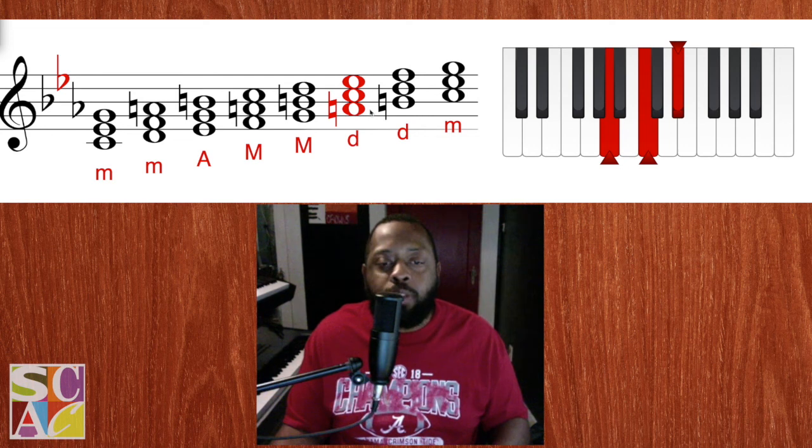From A natural to C is the minor third. From A natural to E flat, because we're in the key of C minor, is the diminished fifth. Adding those two intervals together and you have an A diminished triad. Let's listen.